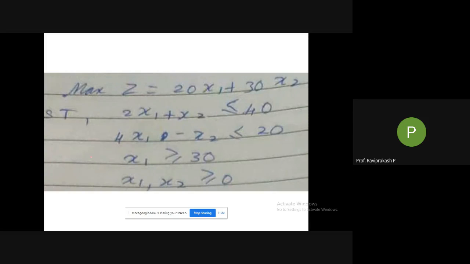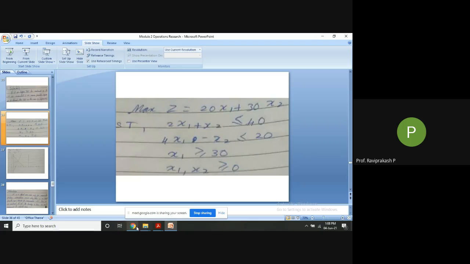So it's already there on your screen. You can check if you have not written it. So start drawing the graph. So let's check who is there.